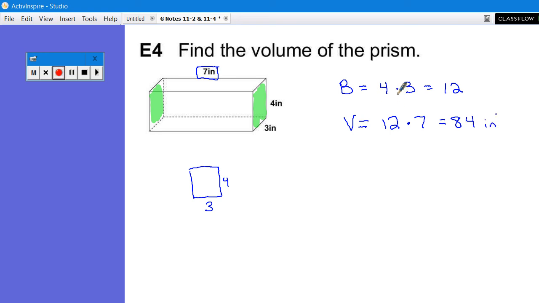And because we're doing volume, we're talking about cubic units, so it is cubed. 84 inches cubed. As you can see, volume is a much easier formula. It's more straightforward. It's a lot easier for most people to get. Hopefully it will make more sense.